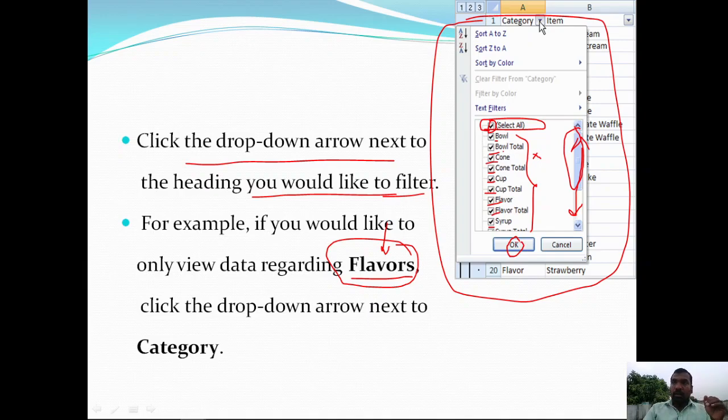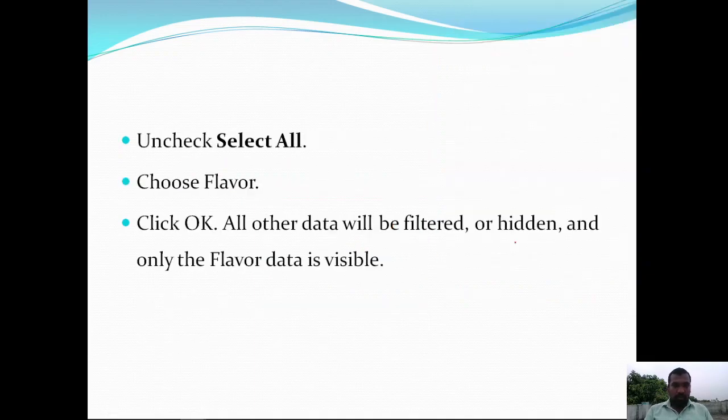Then all the information related to that particular flavor which you have selected is going to be displayed, and the remaining flavors all disappear, meaning they are going to be hidden. So uncheck Select All and choose the flavor you want, then click on OK. All other data will be filtered or hidden and only the flavor data will be visible. Okay, so this is about filters.